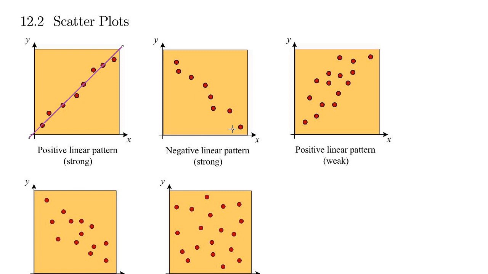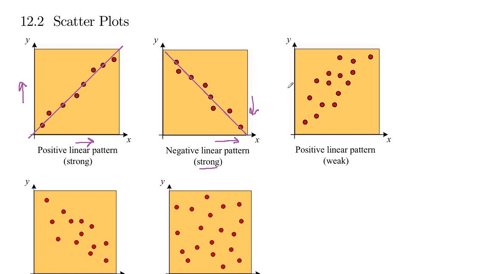Here the data go from upper left to lower right. So as your x increases, your y decreases. Whereas here, as x increases, y also increases. So that's positive, and this one's negative. It goes down left to right. And these points are really close to the line, so that's going to be a strong pattern.